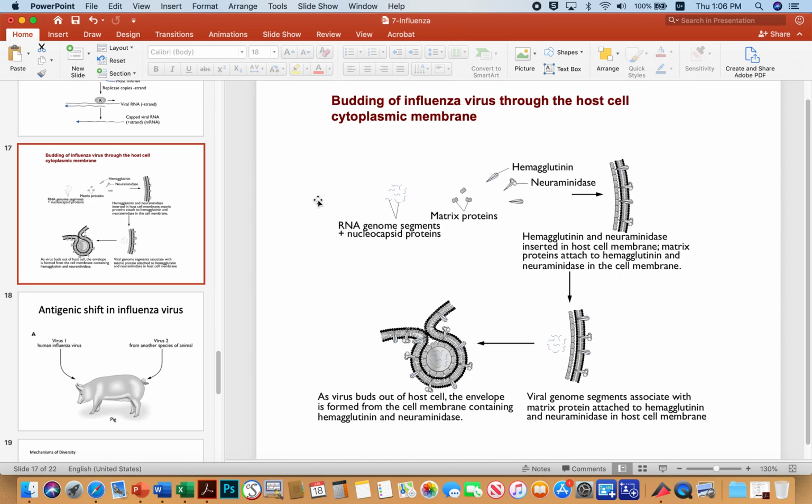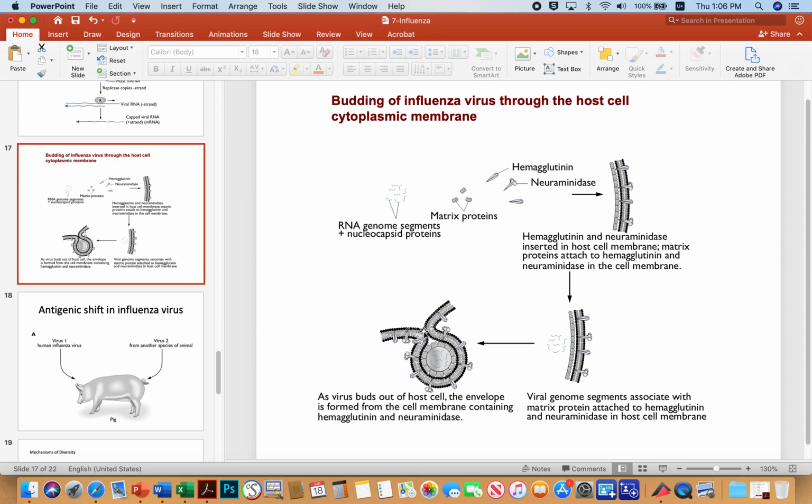Here's a bit of the budding of the influenza virus to the host cell membrane. Again, this process involves first making RNA genome segments and associating them with nucleocapsid proteins. Ultimately, matrix proteins have to be involved, and then the spike proteins. All these things are being made in the cytoplasm of the cell, or translated, I should say, from the viral messenger RNA, and then poked into the membrane. So matrix proteins, the neuraminidase and hemagglutinin spikes and so forth are poked through the membrane. And then ultimately it associates with the viral RNA pieces.